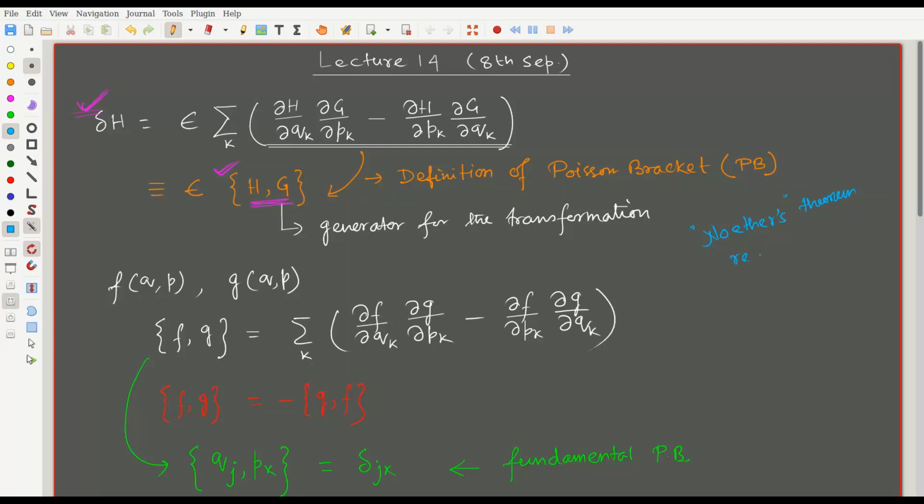Noether's theorem restated in a different language. So hopefully you can connect these two. The thing that is conserved by virtue of Noether's theorem is basically the generator for the transformation that is a symmetry of my system, or the symmetry of the Hamiltonian. By combining these two, I get a different perspective into Noether's theorem. Okay, so I will pause for a brief moment.